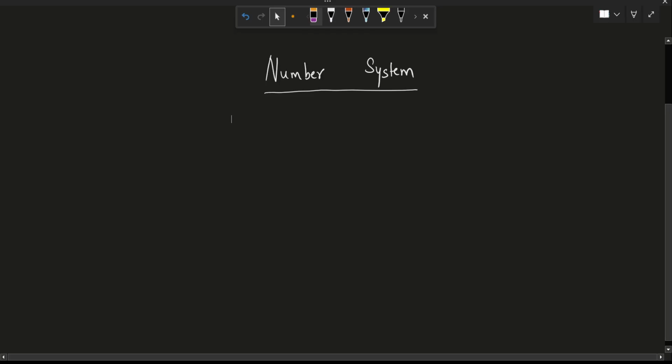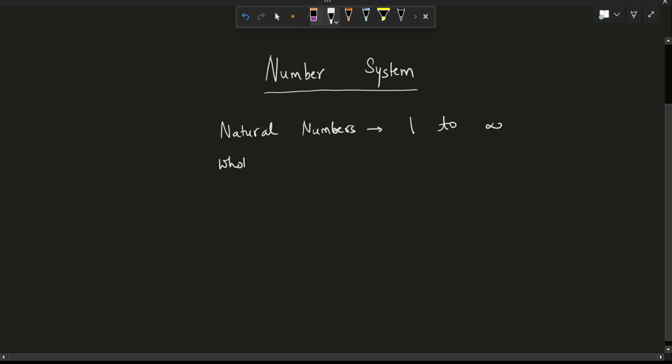Today, students, let us learn about the number system. You would have learned in your previous grades different types of numbers. Till 8th grade, you have done rational numbers. The first number that you learned is natural numbers. What are natural numbers? Numbers that start from 1 and go till infinity.